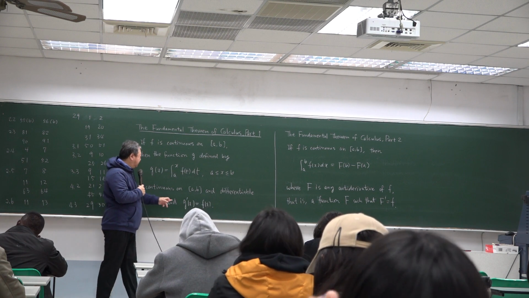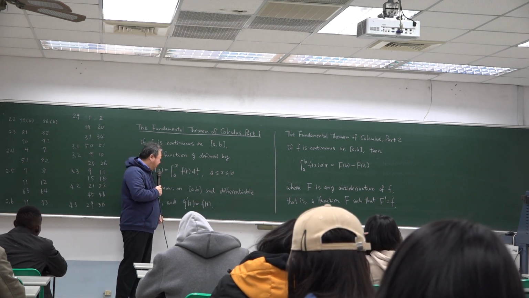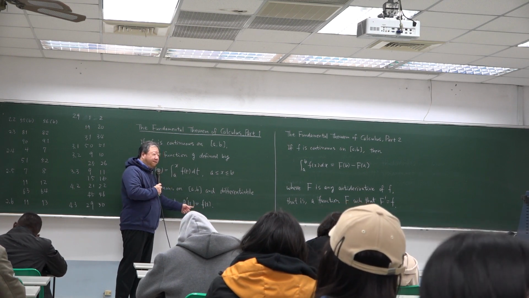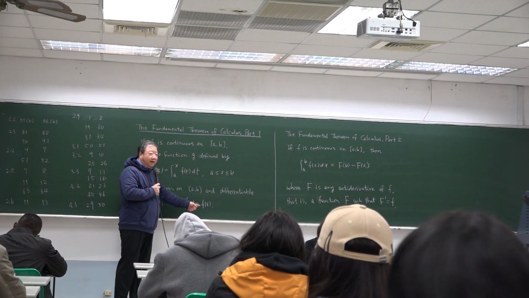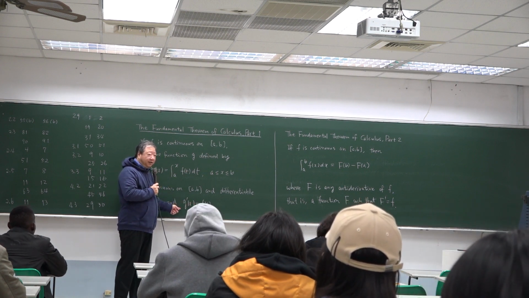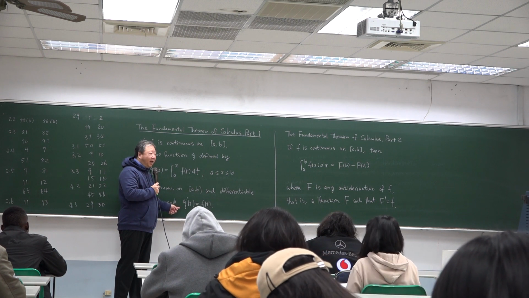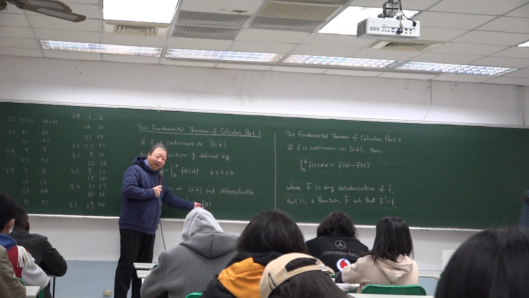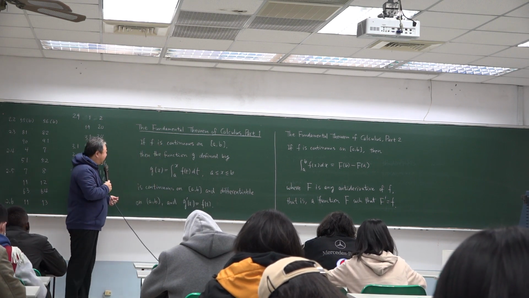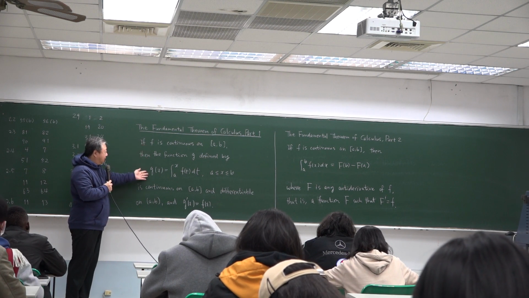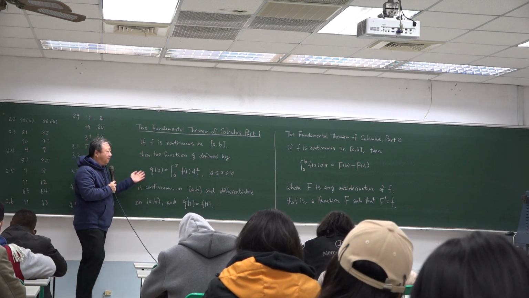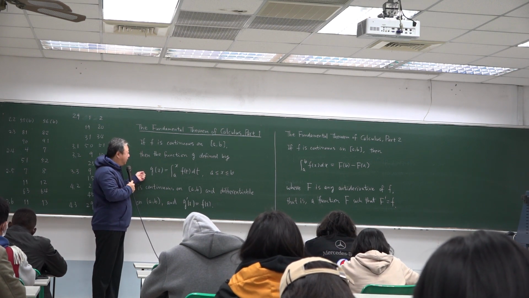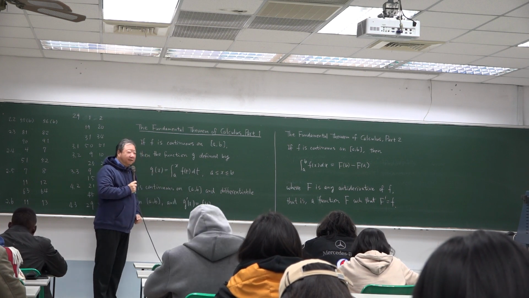Okay. Because g prime of x equals f of x, f is the derivative of g, right? f is the derivative of g. So we say g is an antiderivative of f. So continuity implies the existence of an antiderivative. This is an antiderivative of lowercase f.